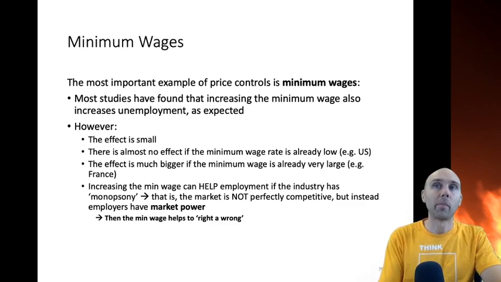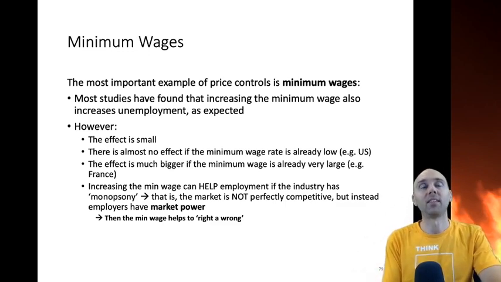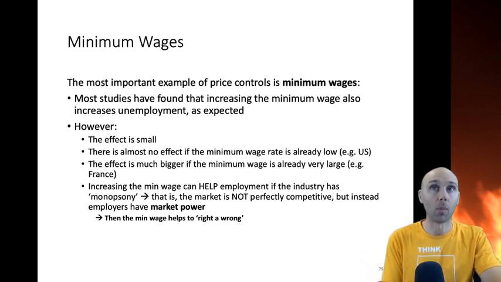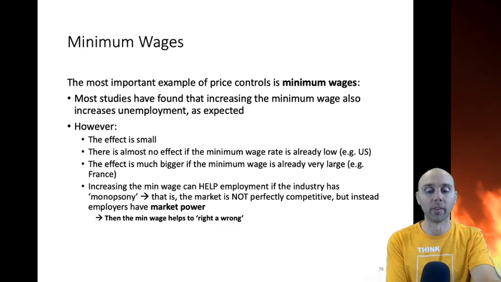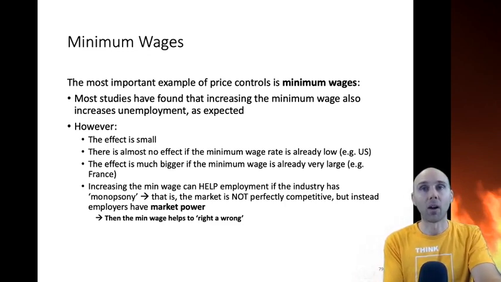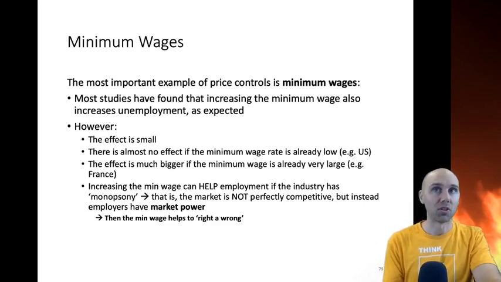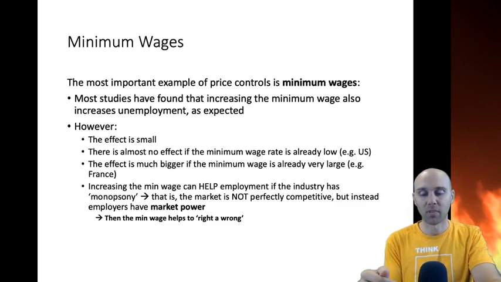So increasing the minimum wage can help employment if the industry has monopsony. Now, monopsony is very similar to when a supplier has monopoly or market power, but in this case we're talking about just having one consumer. So the market's not competitive, but the employers have the market power over the employees. An example would be the labour market in, say, Mount Isa or Gladstone, where there are only one or two large mining companies that have jobs going.